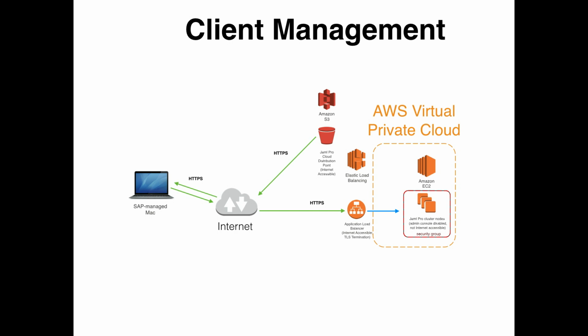Now, if a client management action requires something to be downloaded and installed on the client, it's downloaded using HTTPS from a cloud distribution point, which is hosted by S3. So downloads are made using signed URLs from the S3 bucket, which uses Amazon's CloudFront service to make sure that those signed URLs have an expiration date. And the expiration date helps prevent those URLs from being intercepted and reused. They're generally good for only, I think, a maximum of a couple minutes, and after that, they're no good anymore.